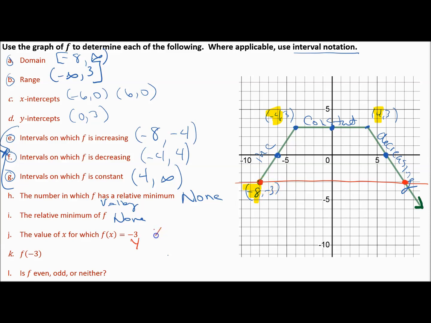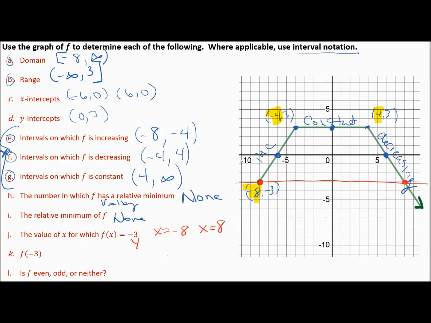So x equals -8 is one of my answers, and x is equal to, now let's figure out what that is. 1, 2, 3. So that's 8 right there too. I should have said 5, 6, 7, 8. Okay, so x equals -8 and x equals +8 have the same -3 y value.